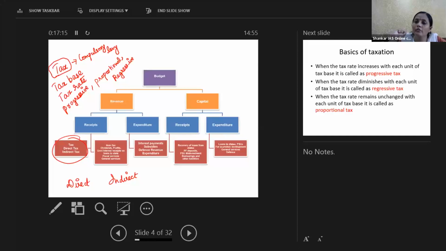What do you mean by direct here? The burden of the taxation. Burden means I am paying, so it is a burden for me. The burden of the taxation falls directly on me. The government is asking me, and I pay the government. So it is a direct taxation burden upon me. Then what could be indirect?